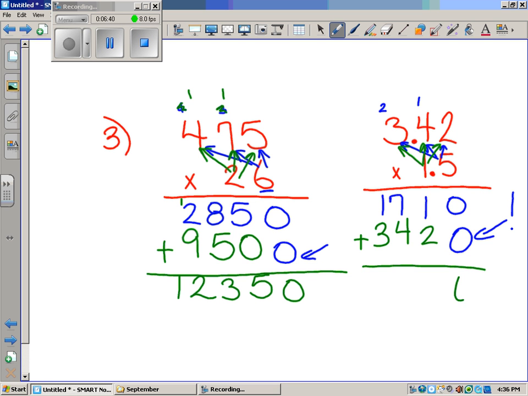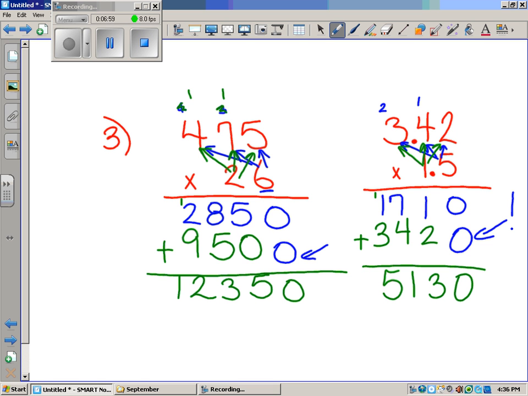Anyhow, 0 plus 0 is 0. 1 plus 2 is 3. 7 and 4 is 11. Put the 1 there. Carry the 1. 1 plus 1 is 2. Plus 3 is 5. Your answer is 5130. But we have forgotten about the decimals.